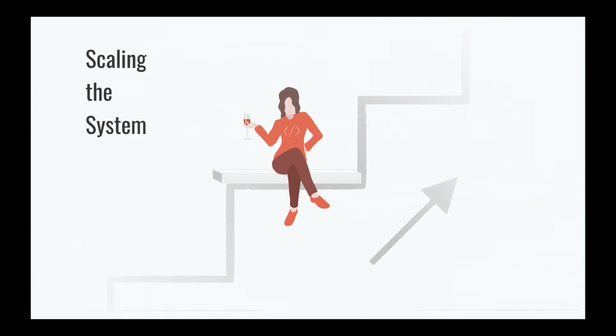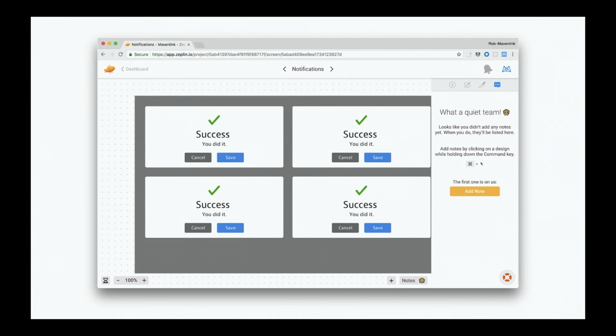So now you've got this holy grail of developer site, design site, they're linked, things are good. How do you scale the team? How do you get people to use this thing? Well, a couple conventions are helpful. One is versioning. So here's version 1 of our notification system at Mavenlink.